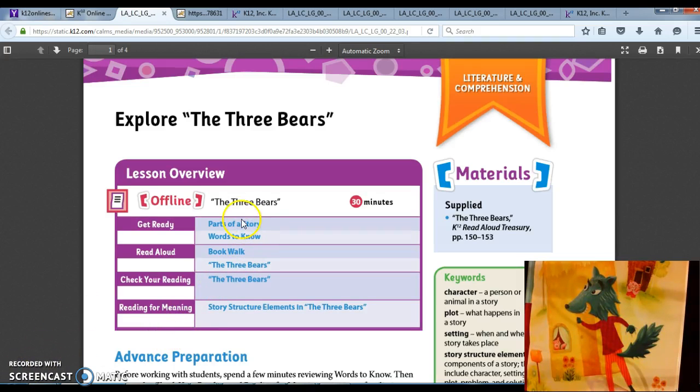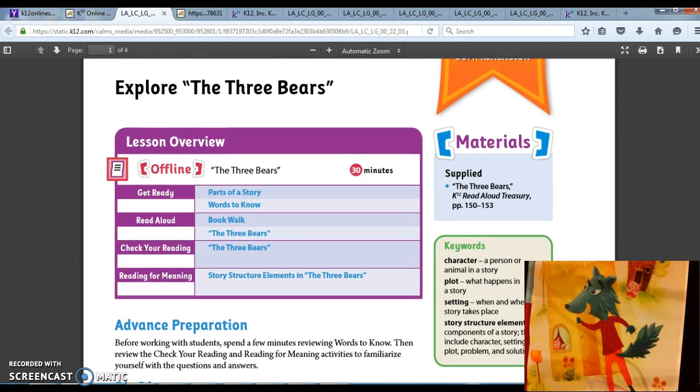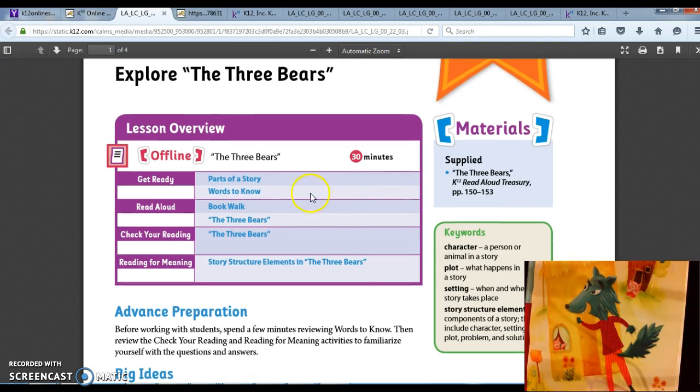I'm going to open up the lesson guide. You may choose to use the lesson guide in the book, and that is okay. But I'm going to use the lesson guide online. This story has 4 different parts. We're going to do the get ready part, which is parts of a story, and we're going to review the words to know. A read aloud part is the book walk and the rereading of the Three Bears if you feel like your student needs that again. Check your reading, where you're going to ask some comprehension questions of your student, and then reading for meaning, which we're going to talk about story structure elements in the Three Bears.